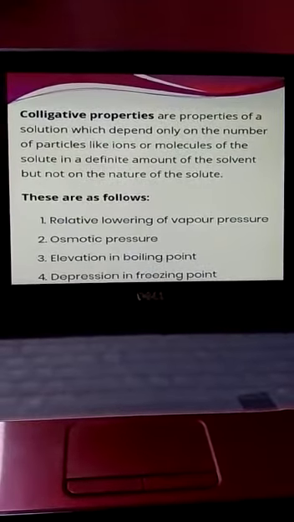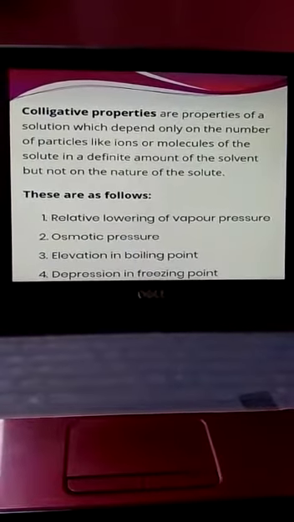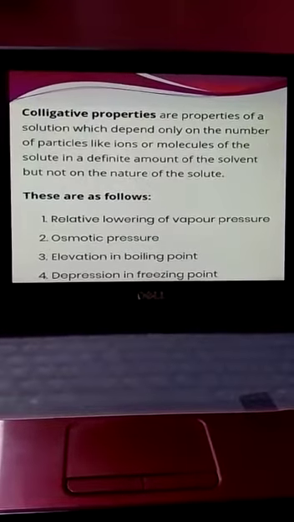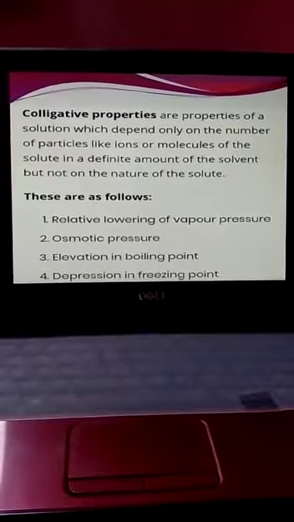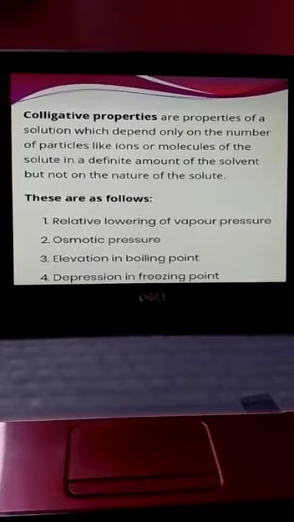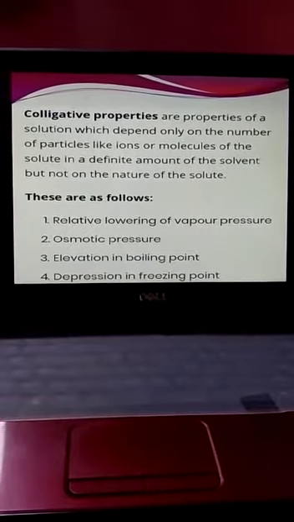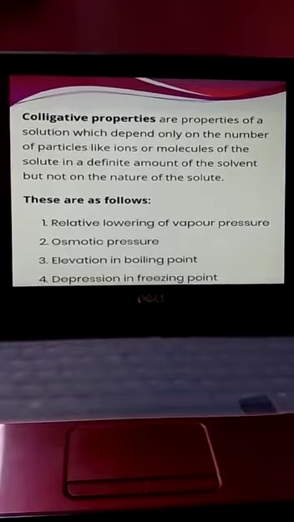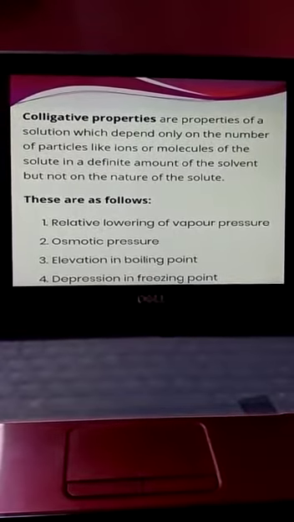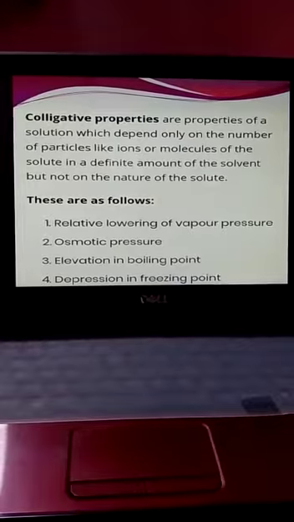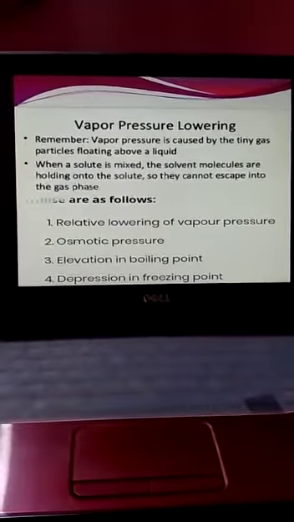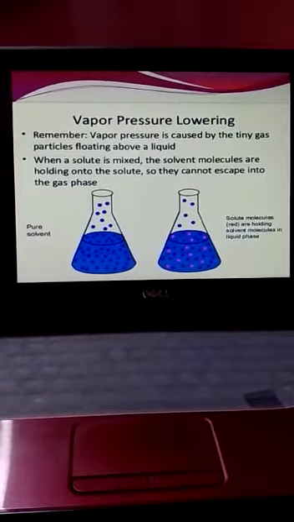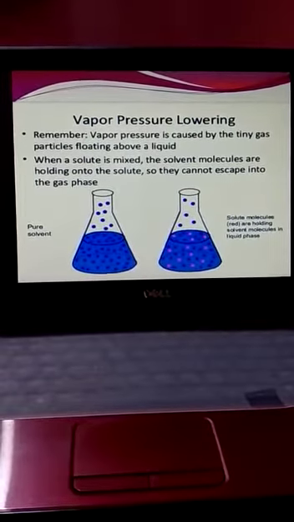freezing point. Actually, in the case of colligative properties, we know that they generally depend only on the number of atoms, number of particles, number of ions, or number of molecules of the solute in a definite amount of the solvent, but not on the nature of the solute. The first colligative property is the relative lowering in vapor pressure of the solution.